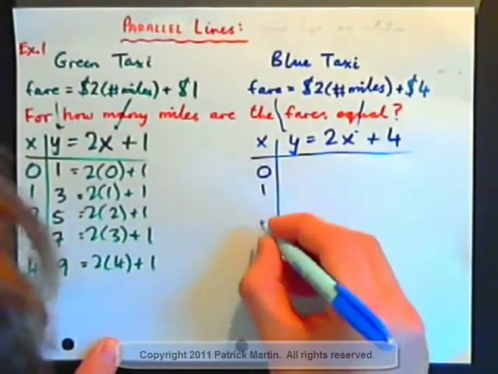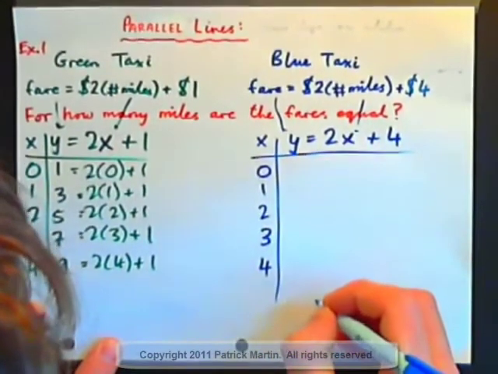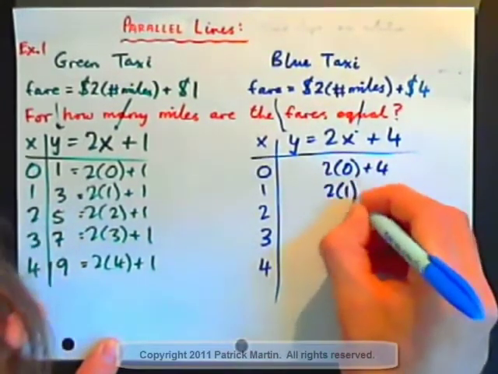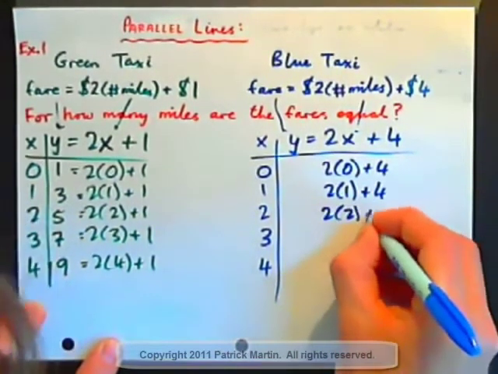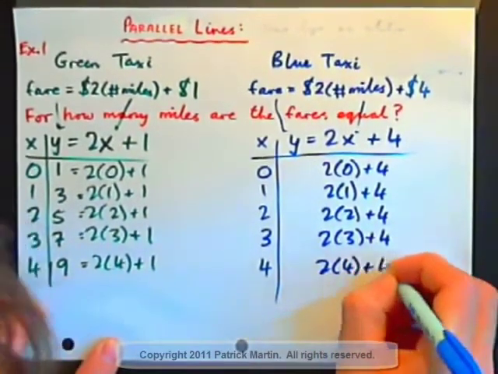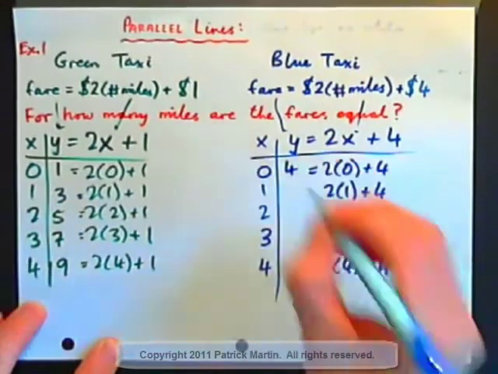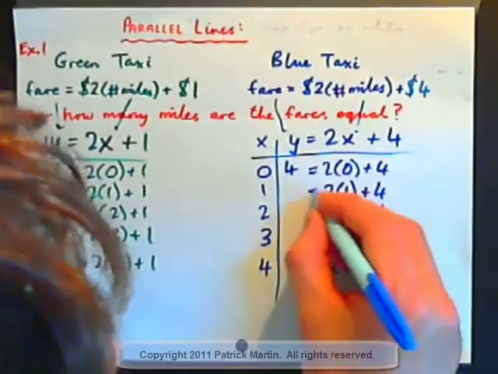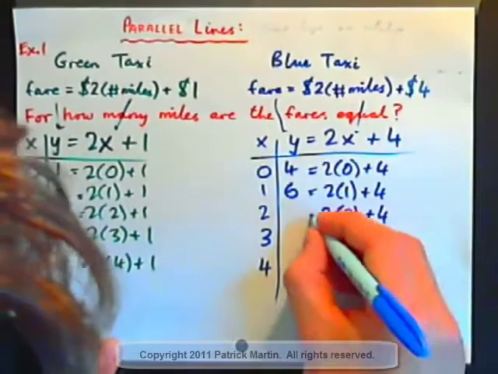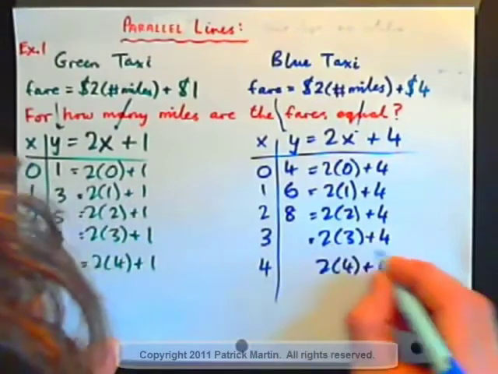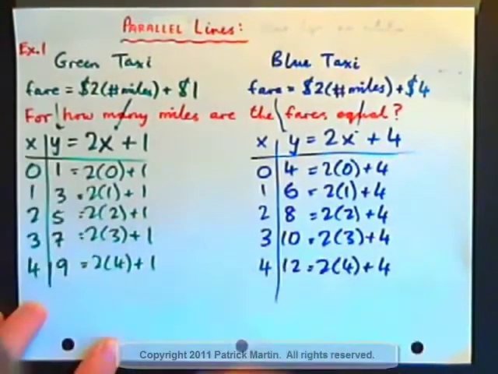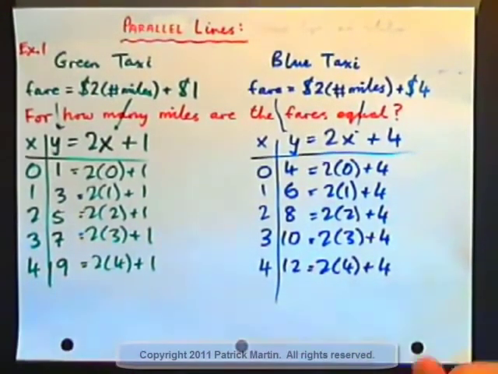So we'll just make up some miles to put in here and calculate the fare. So this is going to be $4. This is going to be 2 and 4, $6. This is going to be 4 and 4, $8. This will be 6 and 4, $10. This will be 12, right?